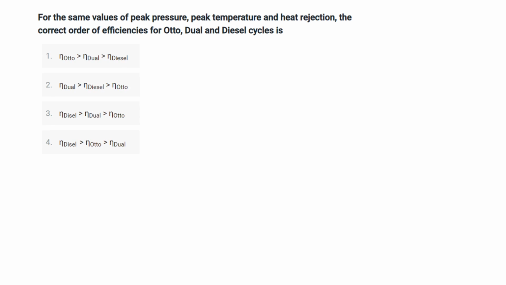So in this case, the correct answer is this one. Diesel will have more efficiency than dual cycle, than Otto cycle. For the same compression ratio, means if you have peak pressure and peak temperature and heat rejection given, isn't it the same compression ratio? Same compression ratio and heat rejection.